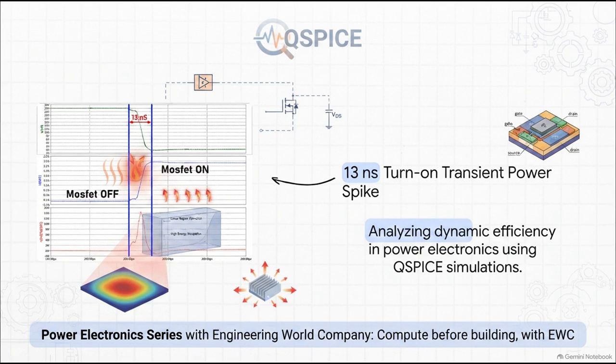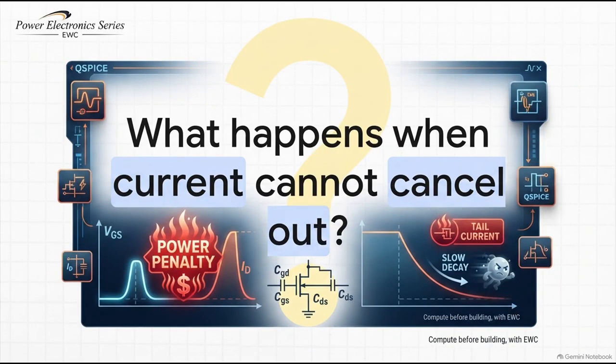on the dissipation curve. The device is physically passing through its linear region, dissipating a massive amount of energy as raw heat before it finally settles into its on state. So the takeaway here is that simply turning the MOSFET on creates a massive power penalty. But let's look a little further down the timeline.